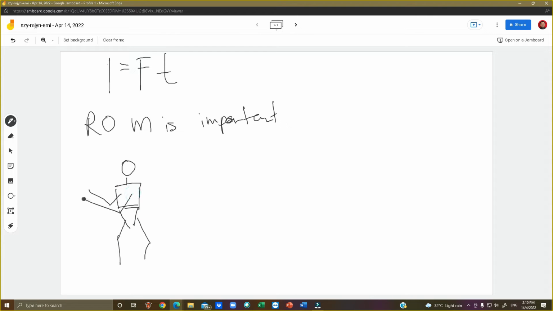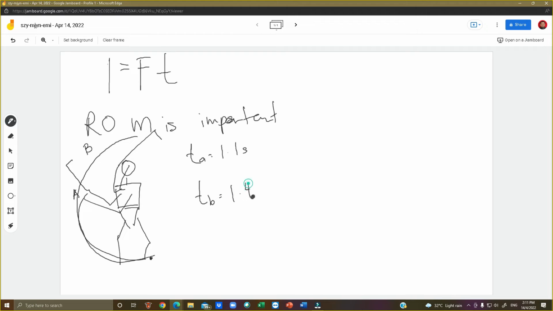Okay, so swinging action. One golfer swings the club from here, contact. Okay, this is A. And another golfer is able to swing the club from here, contact B. The difference here is that A swings from shoulder height, half of shoulder width. Let's take TA equals to 1.1 second and TB equals to 1.4 second. Okay, just a difference of 0.3 second.